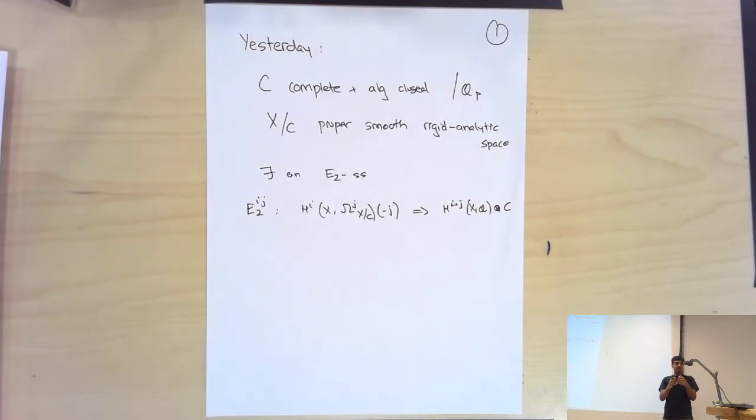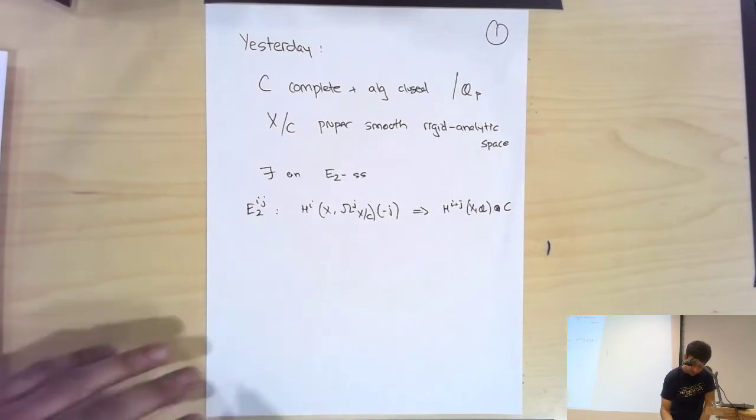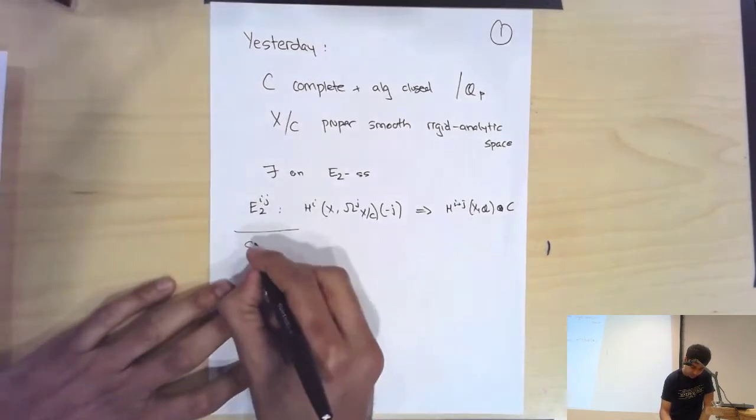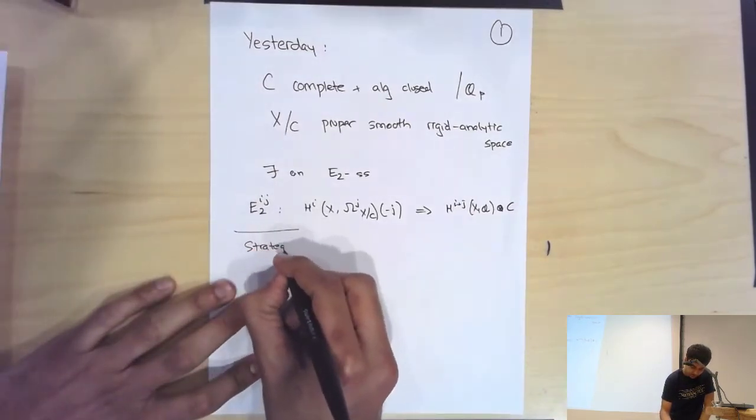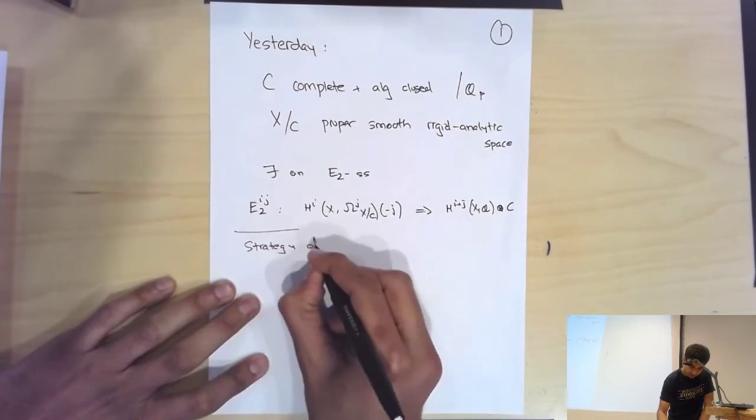So I would like to spend this entire lecture focusing on the case of elliptic curves, and we'll try to understand what some of the maps in this spectral sequence look like and where they come from for elliptic curves. So that's the plan. But let me say what the rough strategy of the global argument is going to be.